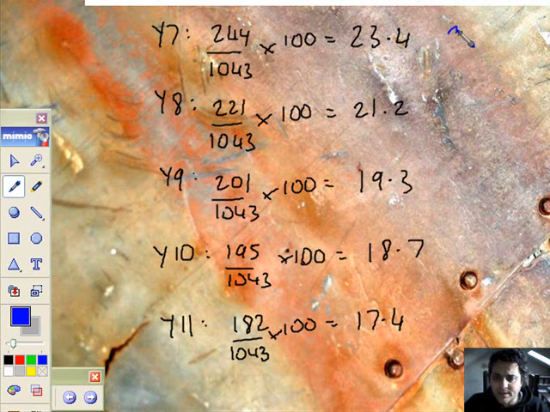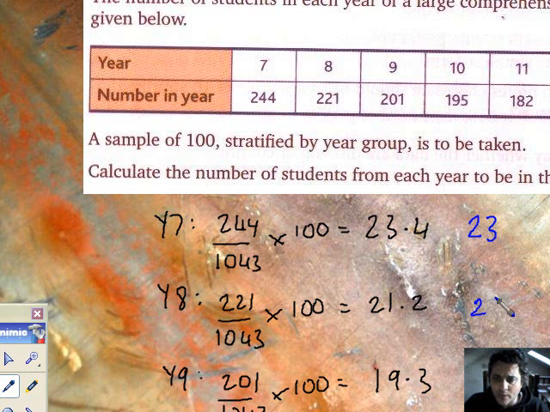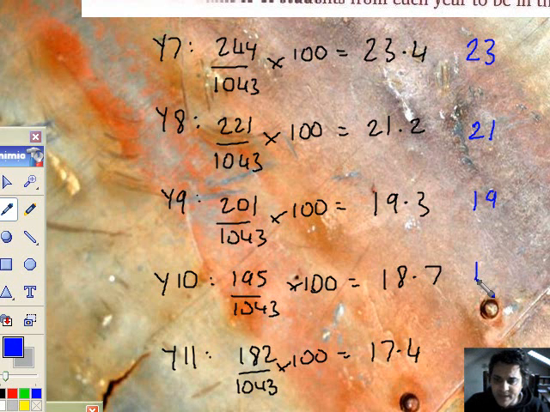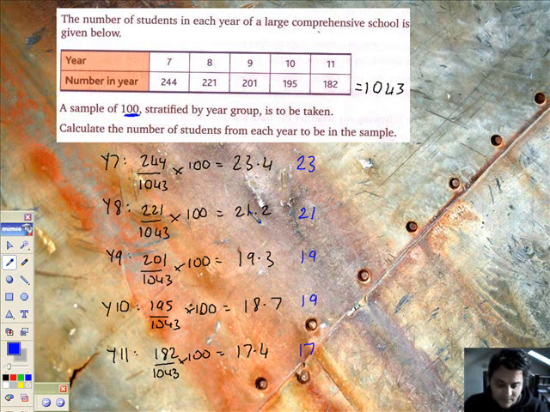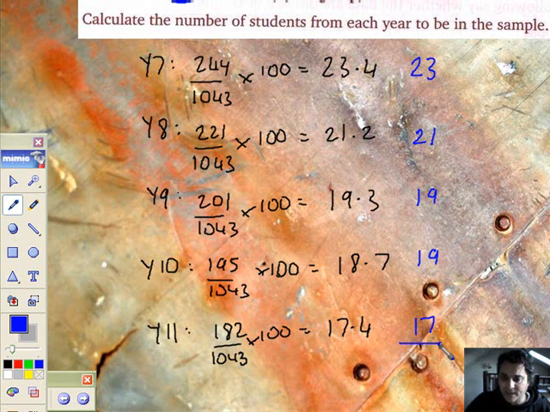Now let's call that 23 in the first instance. We'll call that 21. We'll call that 19. We'll call that 19, and we'll call that 17. Now if this adds up to 100, we're happy. If not, then we have to decide which ones are going to increase or decrease to make the sample happen. Now it does insist on 100. We can't go for 101, even though the mathematic rounding may determine that that should be the case. 100 is 100. That's what we're going to go for. Let's just check these. We have 23 plus 21 plus 19 plus 19 plus 17 gives us 99.